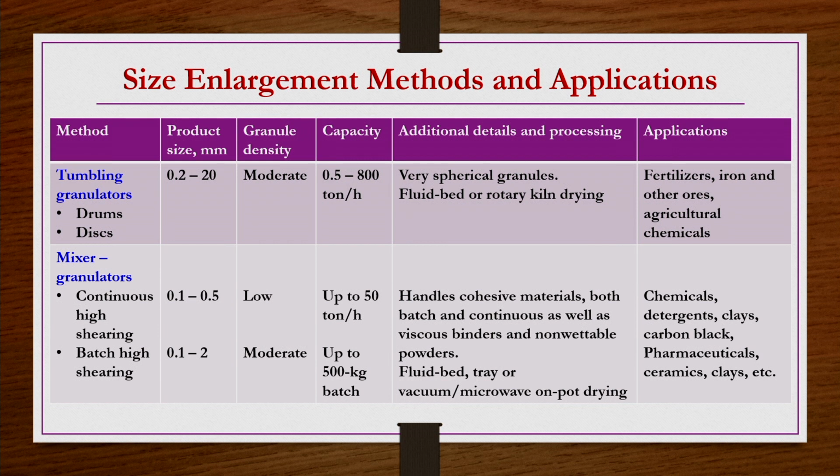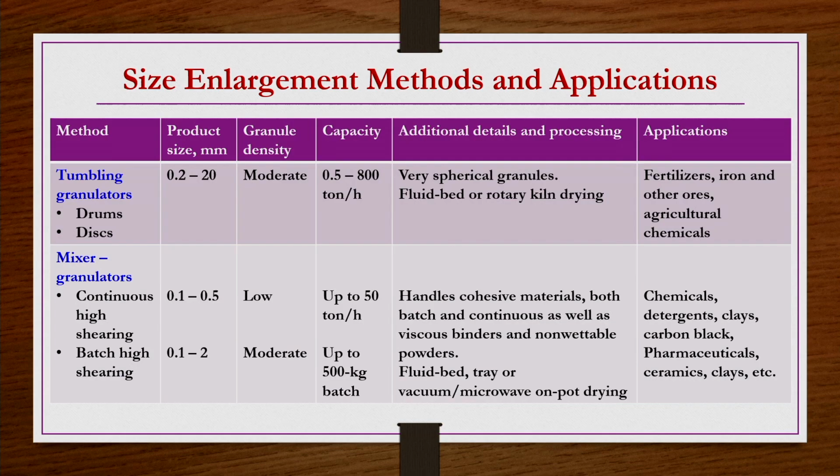Then after the granulation or size enlargement, the particles in general have to be dried, that is also a requirement. The drying of these granules is in general done by fluid bed or rotary kiln drying. Applications of these tumbling granulators we in general find in fertilizers, iron and other ores, agricultural chemical processing etc. So, in the production of fertilizers, iron, other ores, and agricultural chemicals, where we need an enlargement of the particles, one can use these tumbling granulators.